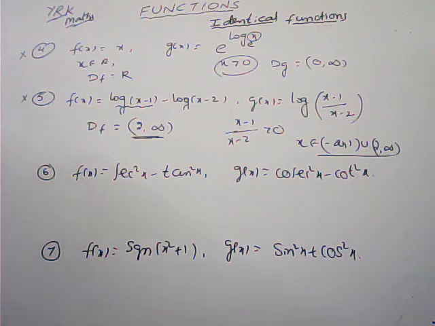Now by observing the sixth one, the secant square x minus tan square x identity is there. We can say directly 1. Cosecant square x minus cot square x is also 1.